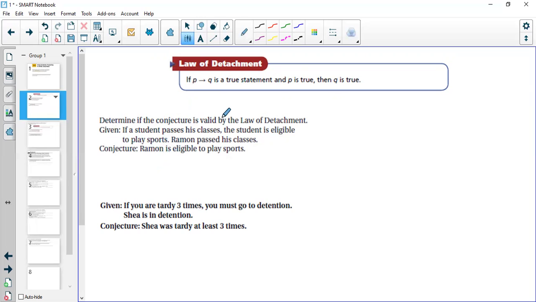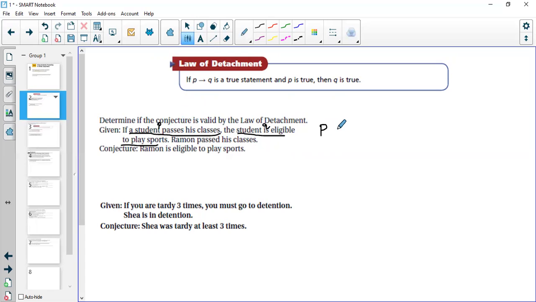Determine if the conjecture is valid by the law of detachment. Now, what is the law of detachment saying? If the hypothesis is true, then the conclusion is going to be true. So, if a student passes his classes, the student is eligible to play sports. What is the hypothesis here? The hypothesis is: if a student passes his classes. Let's say this is P. Then, what is the conclusion? The student is eligible to play sports. This becomes Q.